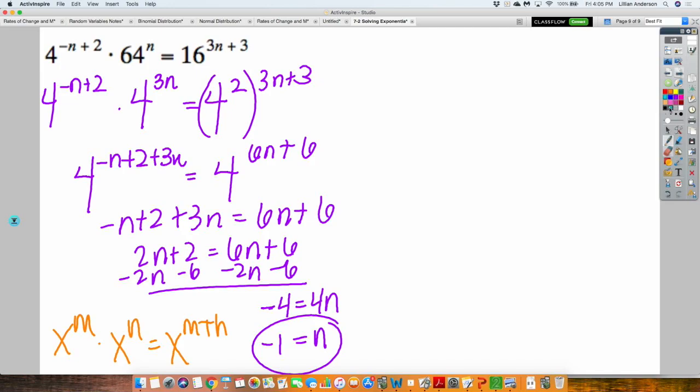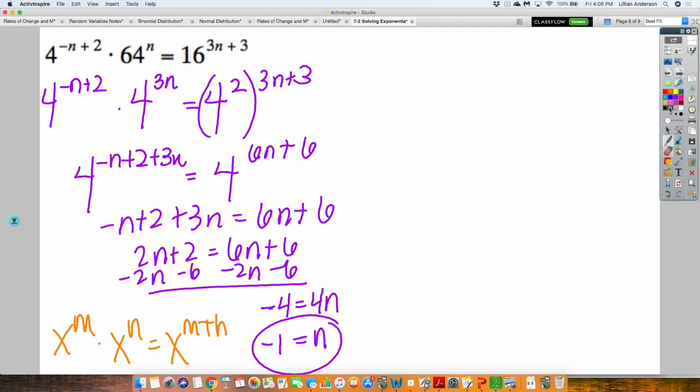They can get more involved like these because you're still applying the properties to solve these equations. Does everybody understand how we were able to go from that first orange line of rewriting the bases to that second orange line? Okay. Well, that is how you solve exponential equations by using the common base rule.